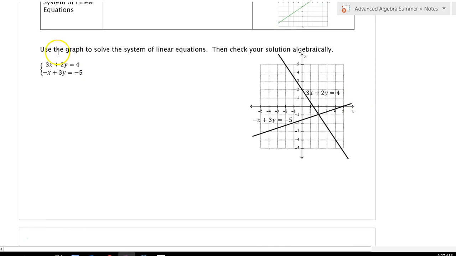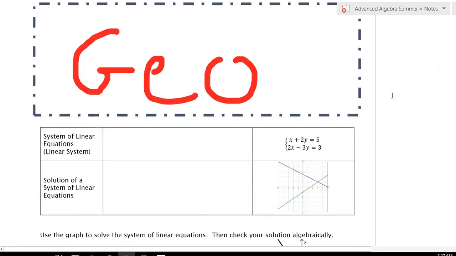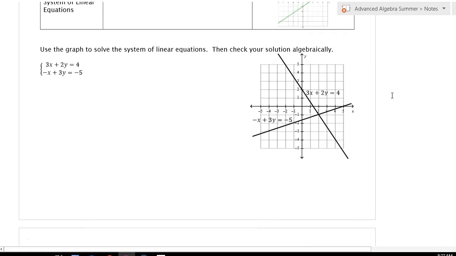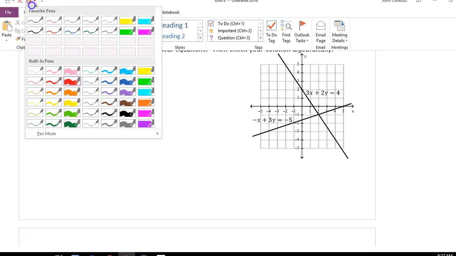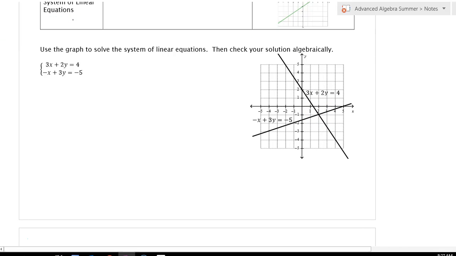So for our first one here, we have use the graph to solve the system of linear equations, then check the solution algebraically. So if we're given a graph here, we're just going to go ahead and identify it. So there's a couple different scenarios here. We either have one point of intersection, such as here, where we see the graph and the two lines meet at a single point. So with linear equations, we either have one solution, infinite solutions, or no solutions.